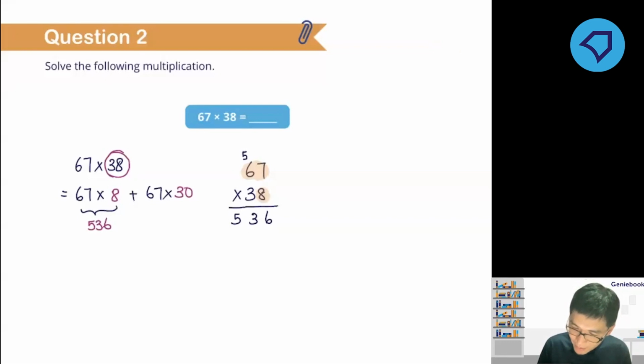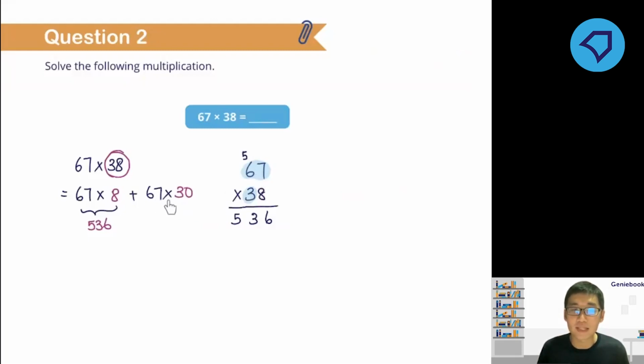So I am now going to work on this. I'm going to work on the multiplication of 67 by 30, because this digit 3 is in the tens place. So this digit 3 has a value of 30. So what I'm going to do now is multiply 67 by 30, which is what I have here.